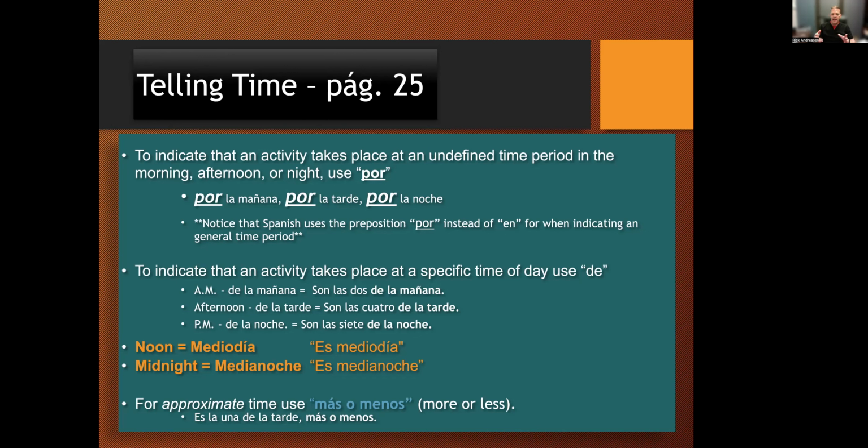So, de la mañana. Tengo una cita, I have an appointment a las 9 de la mañana. My girlfriend got home a las 2 de la mañana. She got home at 2 o'clock in the morning. Just no bueno. In the afternoon, we say de la tarde. So, son las 4 de la tarde. It's 4 o'clock in the afternoon, as opposed to 4 o'clock in the morning. So obviously you need to distinguish. And then PM in the night, son las 7 de la noche.